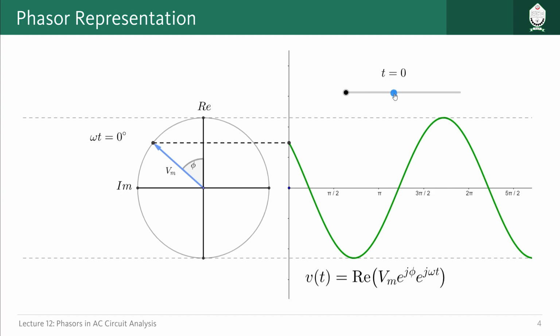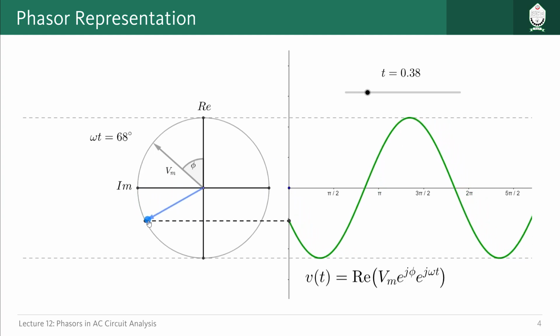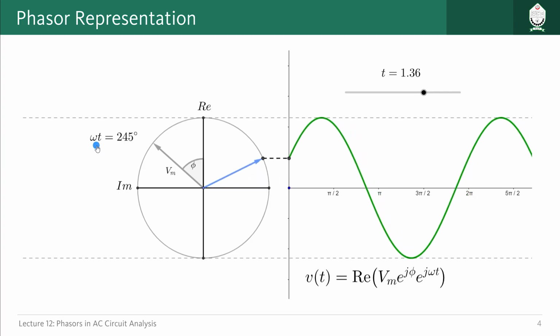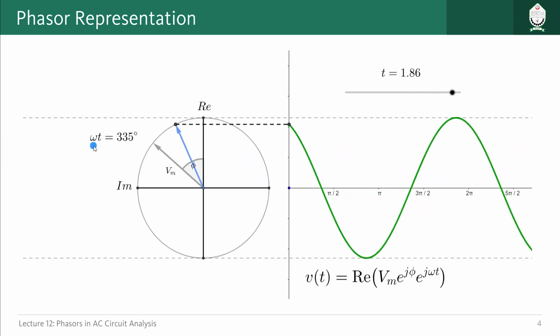In real life, t will go forward in time, so that should look something like this. This particular point will move in the counterclockwise direction with the speed omega, the angular speed of our signal, right?